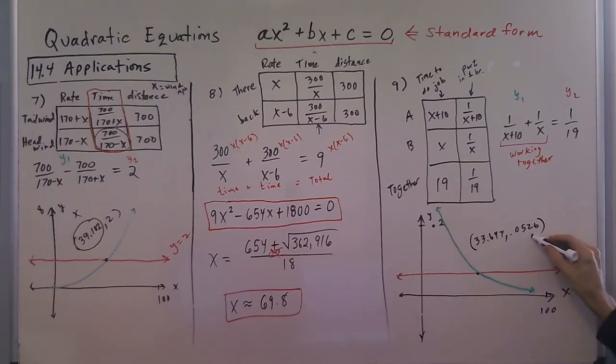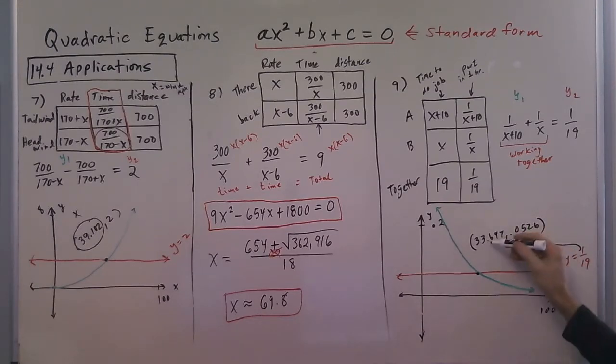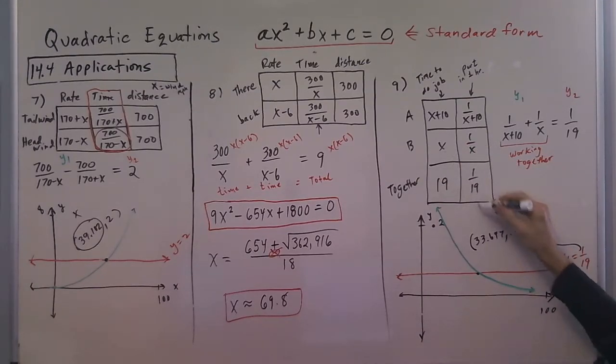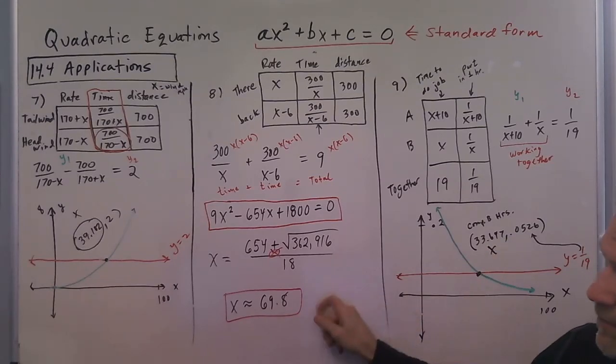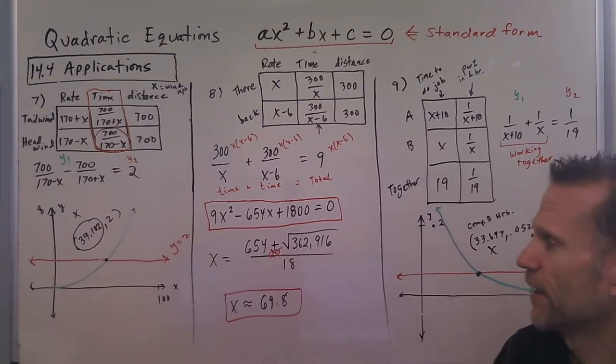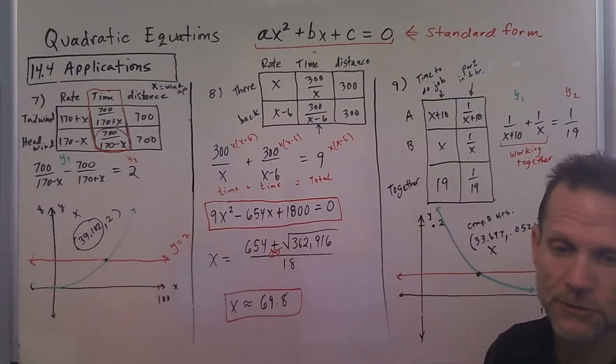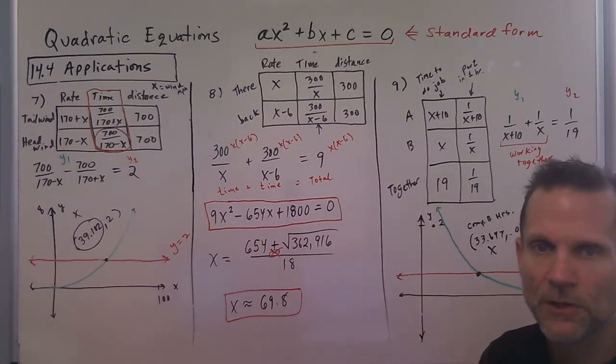This is the y value, and this x value stands for company B, the hours to complete the job. So remember, this is your x value. You can click right here to find the intersection. Okay, so just some different ways to solve. This would not have been factorable because of these decimal answers here. So quadratic formula or graphing.